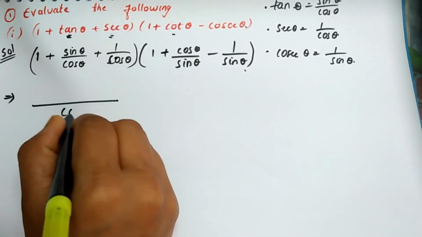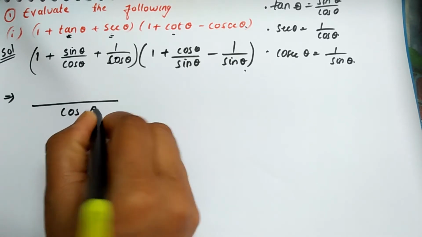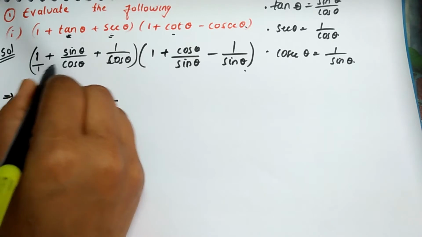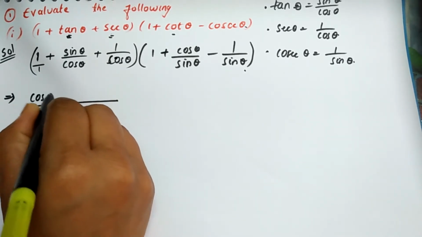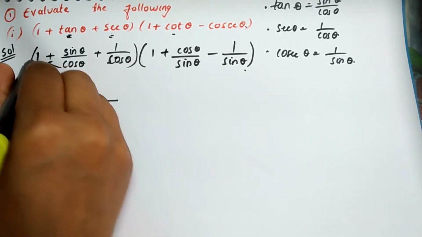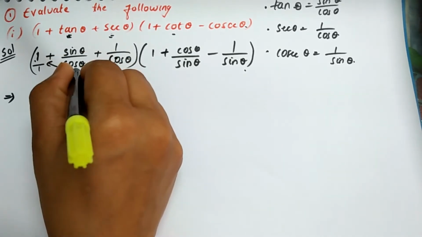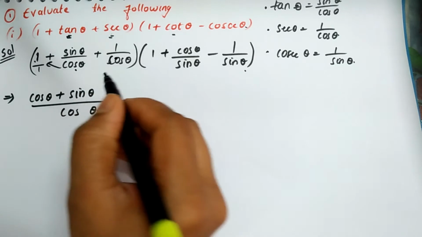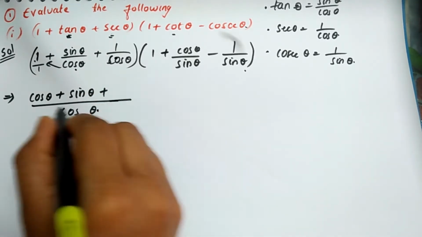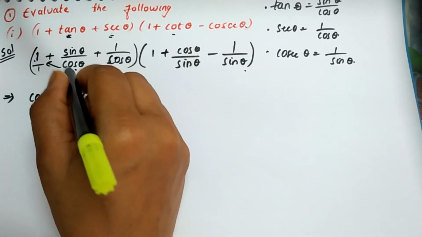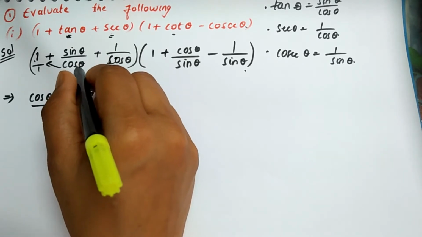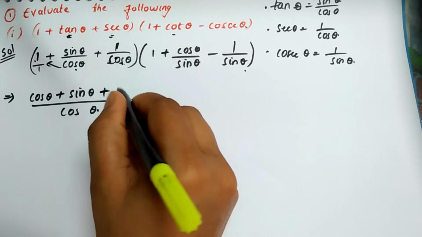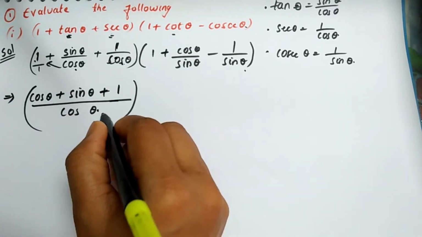In this term, cos theta is the LCM, right? Since we don't have anything here, we'll be multiplying by cos theta. So this is like cos theta plus, since it already has cos theta, we'll take sin theta directly, since it doesn't require anything to be multiplied in the numerator. Since it already has a cos, we'll copy this as 1, right? One thing we have got.